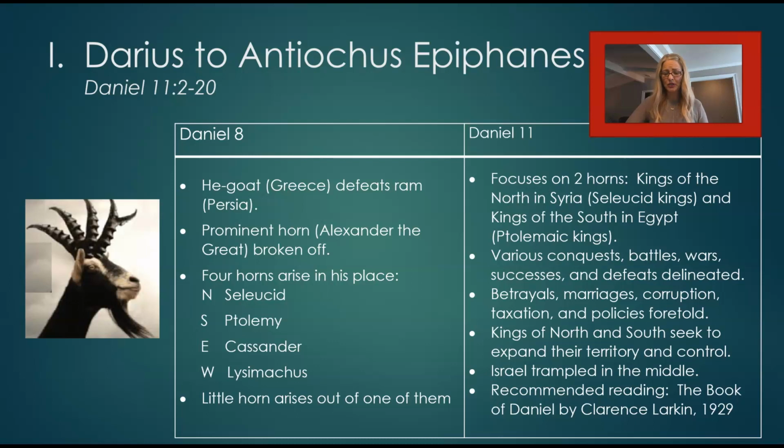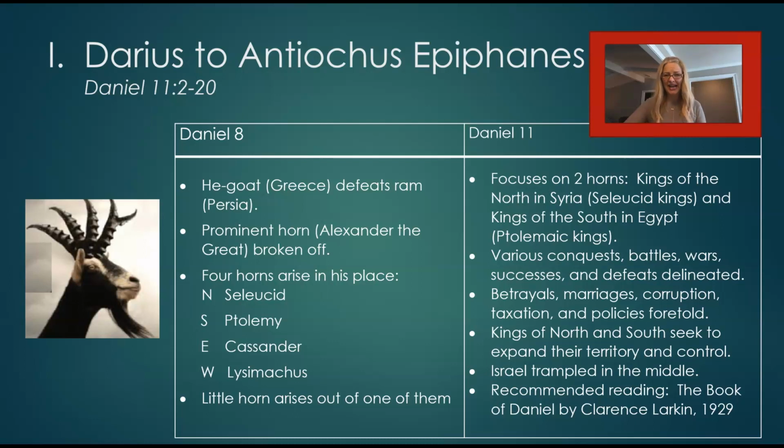The first portion, which runs from verse 2 to verse 20, spans the time from Darius to Antiochus Epiphanes, a Greek king. Once again, Daniel 8 and 11 are parallel and they inform each other. So let's review a little bit of what we learned in Daniel chapter 8. Recall that the he-goat or the shaggy goat represented Greece and the two-horned ram represented Persia.